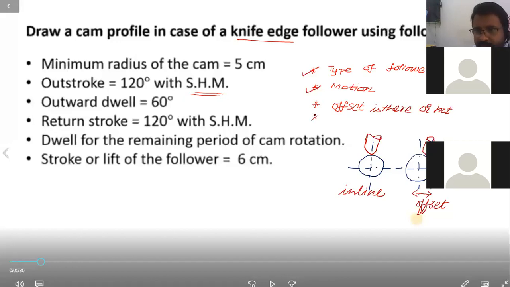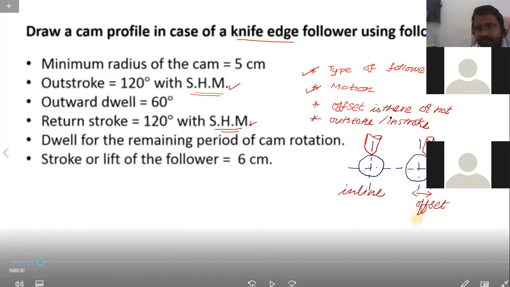Then we have to think about the angles. Type of follower we saw, the motion, and the angle. You have outstroke and instroke. You should know whether outstroke and instroke are in different motion or the same motion. Here it is simple harmonic motion for both, the same. But sometimes this also will be different.